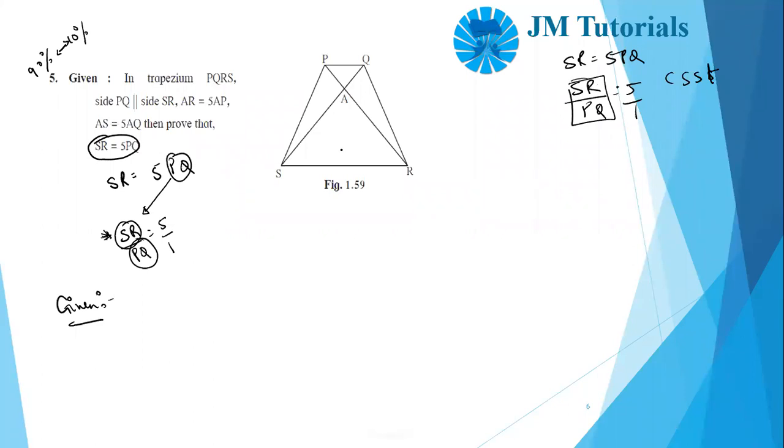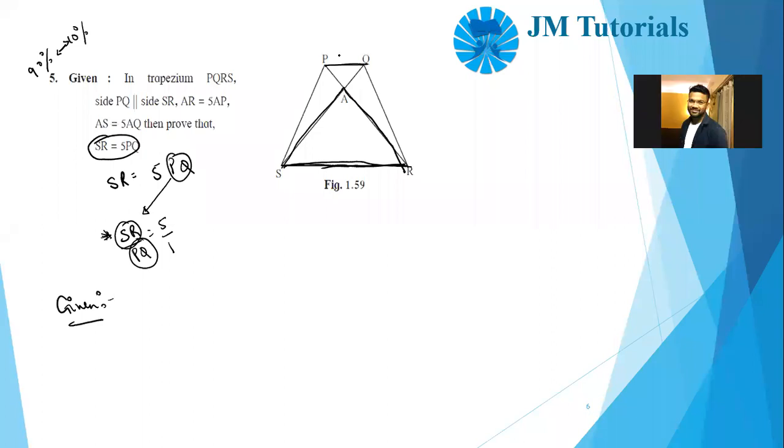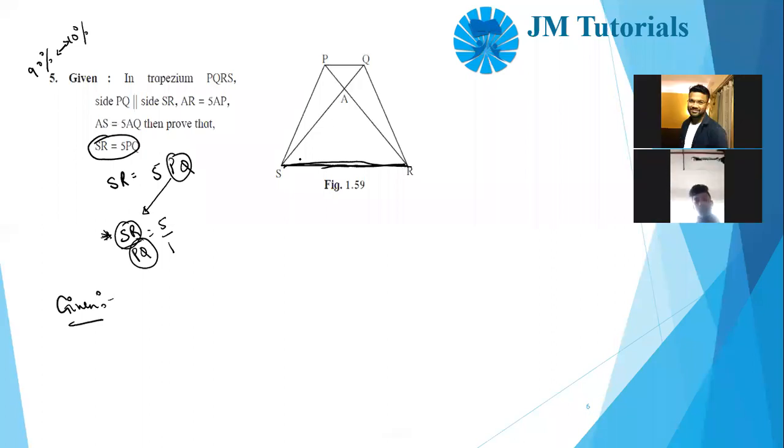So now you check SR. SR is in which triangle? SR is in this triangle. You check for PQ. PQ is in this triangle. So now what I'll go ahead and do, like I said, SR is over here, it will be in this triangle. And PQ is over here, it will be in this triangle. Okay, so I know which two triangles to take.